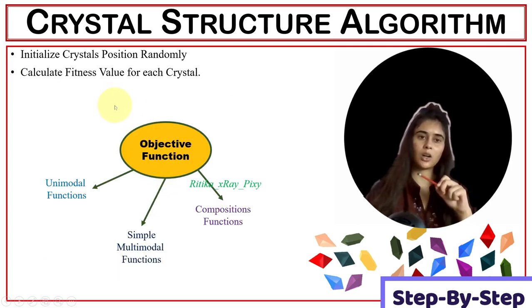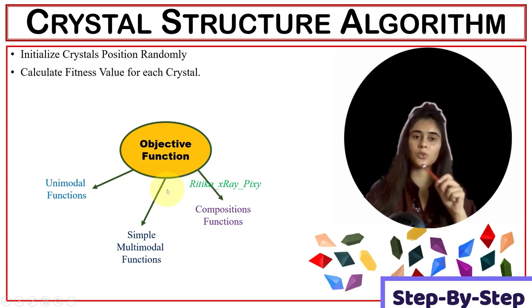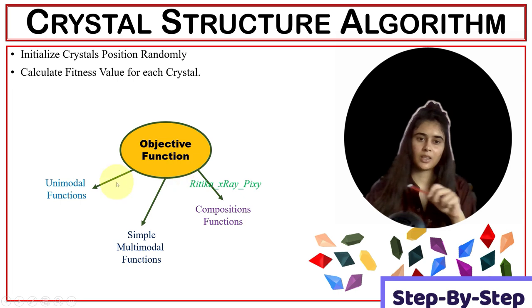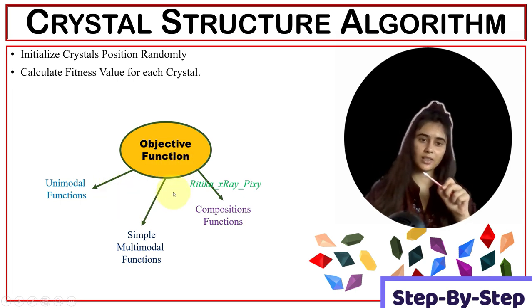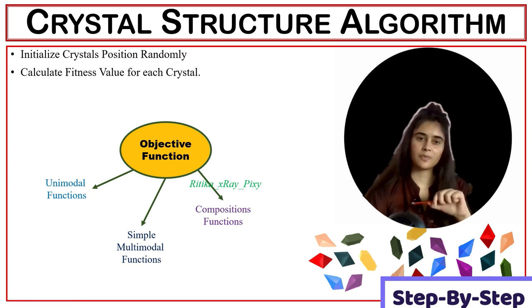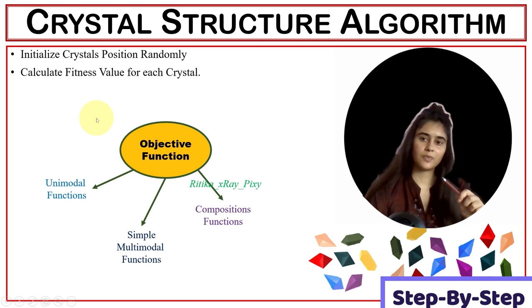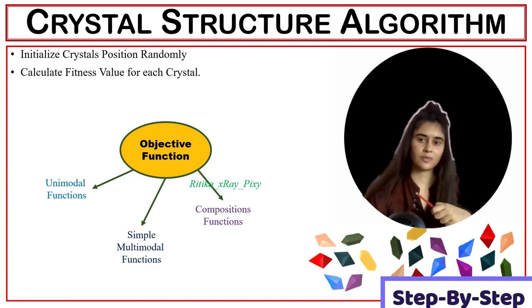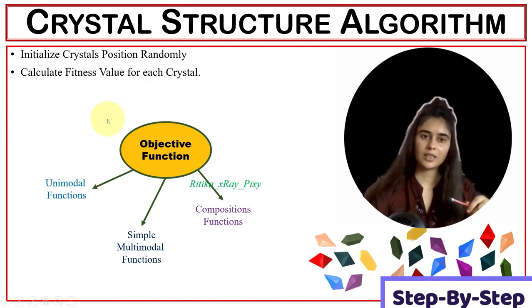After that, we will use the objective function to calculate the fitness value for the 100 crystals. Here you can use unimodal, multimodal, or composition functions to calculate the fitness value for each crystal in the search space. And if you are using this algorithm to solve any real life optimization problem, then you can define your objective here. Once the fitness value for each crystal is calculated, we will rank the crystals from best to worst. For minimization problems, we will consider the crystal, or agent, having the minimum value as the best agent, and the crystal having the maximum value as the worst agent. So we will save the best value and update it in each iteration, and when the stopping condition is met, return that best value.